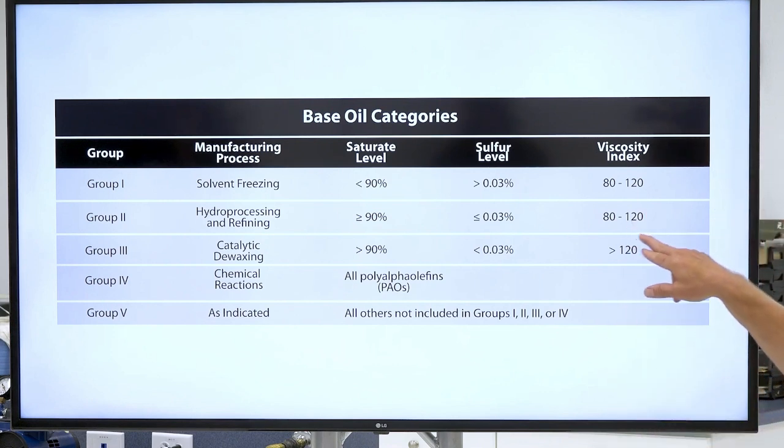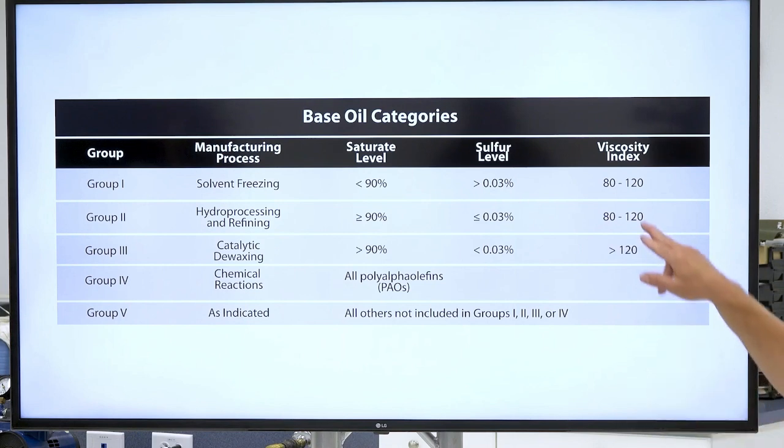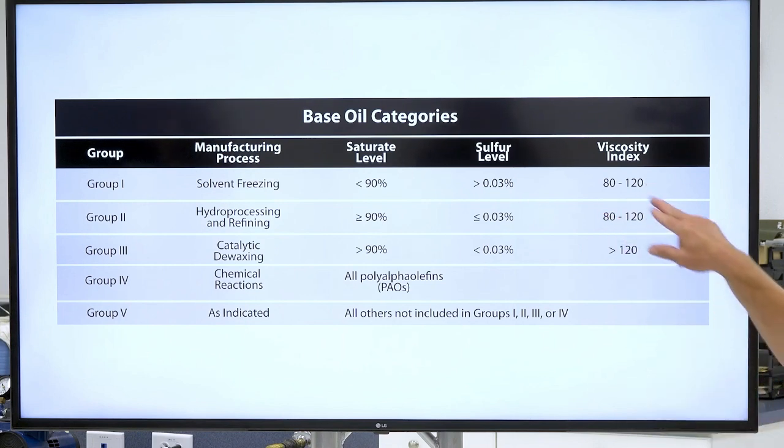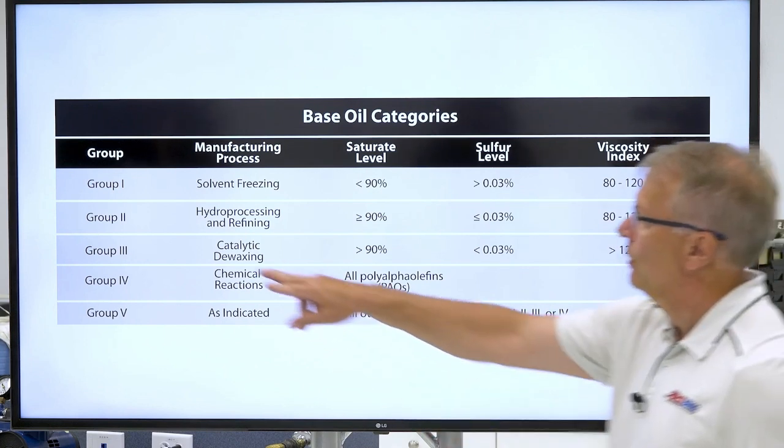And then look at the viscosity index. It basically remains the same over here between a Group 1 and a Group 2. So they're generally that 80 to 120 level. So you don't get to better viscosity index until you get to Group 3.